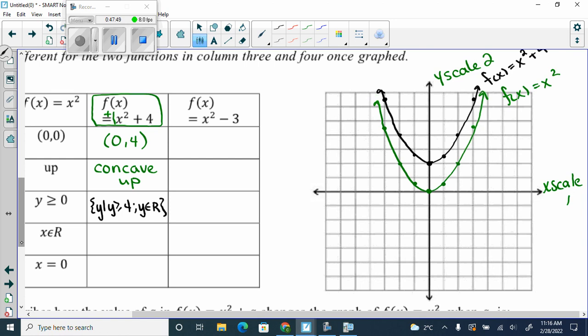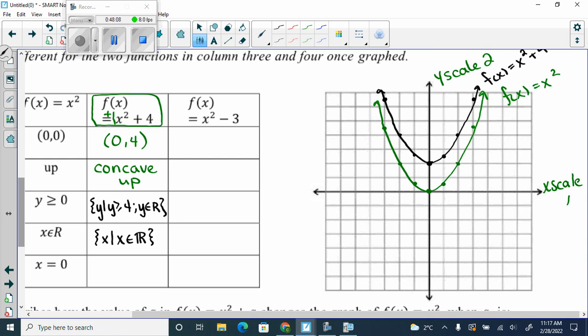And when it does that, what do we get for domain? We get the reals. X such that x is an element of the reals.